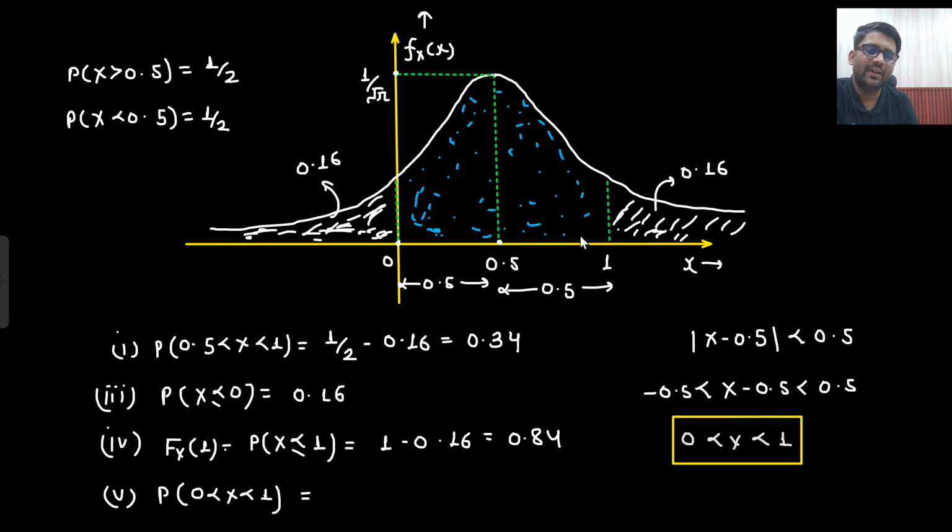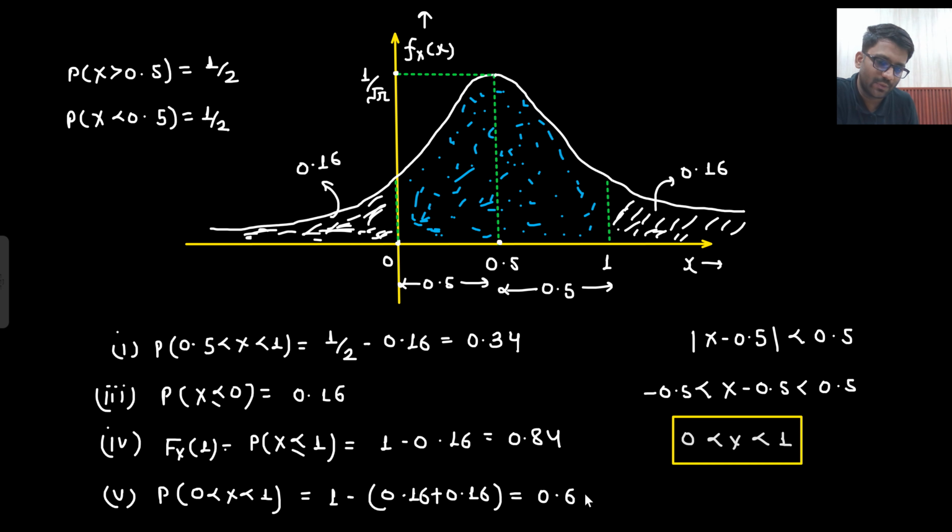So you know that whole PDF will give you probability equals to 1. But if you are getting the probability between 0 to 1, then answer would be 1 minus, this is 0.16, this is 0.16. So 0.16 plus 0.16, that would be 1 minus 0.32, that would be equals to 0.68. Okay. So these are all the answers. And this was the answer of second question. All good, all fine. So everything about Gaussian random variable or other kind of standard PDF we have studied, right?